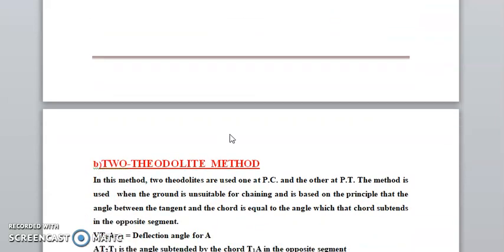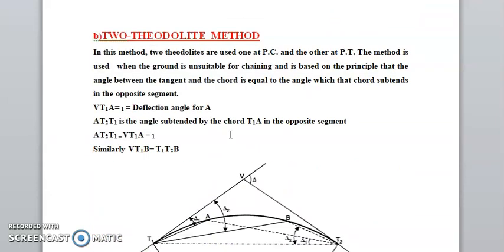Next, the two theodolite method, the second angular method. In this method, two theodolites are used, one at the point of curvature and the other at the point of tangency. This method is used when the ground is unsuitable for chaining, and is based on the principle that the angle between the tangent and chord is equal to the angle in the opposite segment.